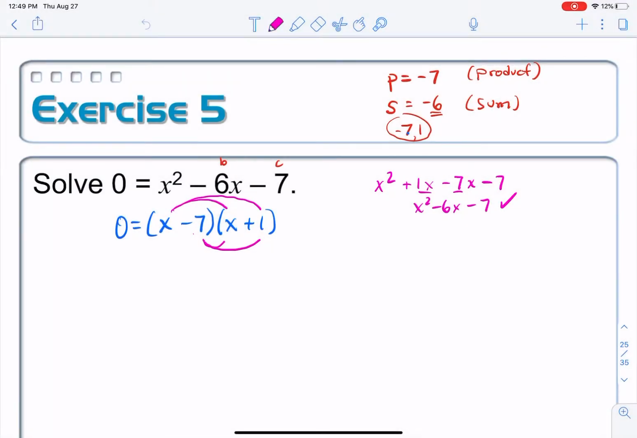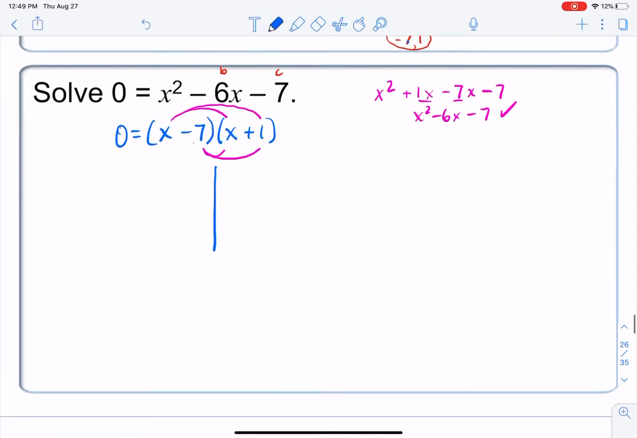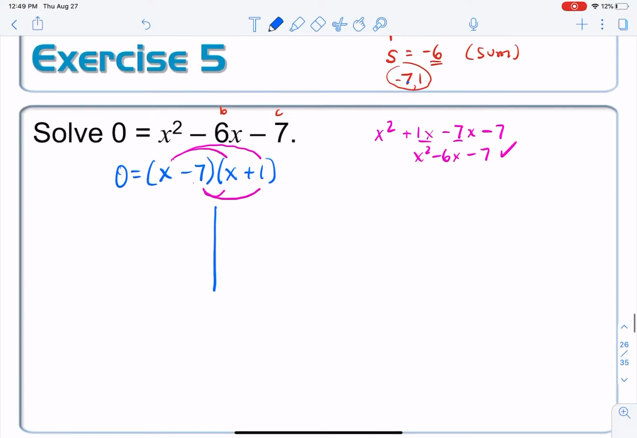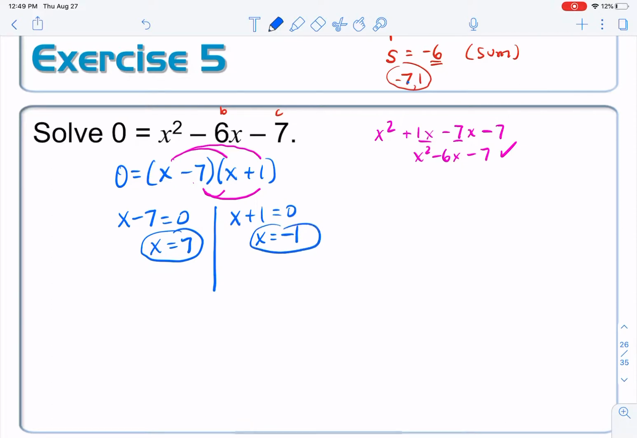All right, so we'll go back to our blue. You don't have to separate these if you don't want to. It's fine as long as you know you can get the right answers. I'm going to take this x minus 7, set it to 0. I'd add that 7 over, I'd have x equals 7. Boom. Take the second factor, x plus 1, set it equal to 0. Subtract the 1 over, x is equal to negative 1. Bam. So here are my two possible solutions.